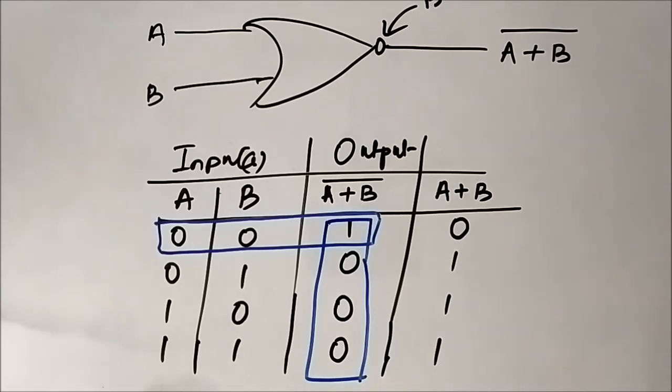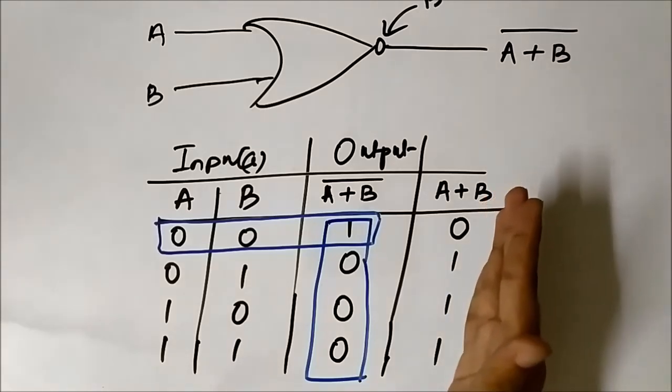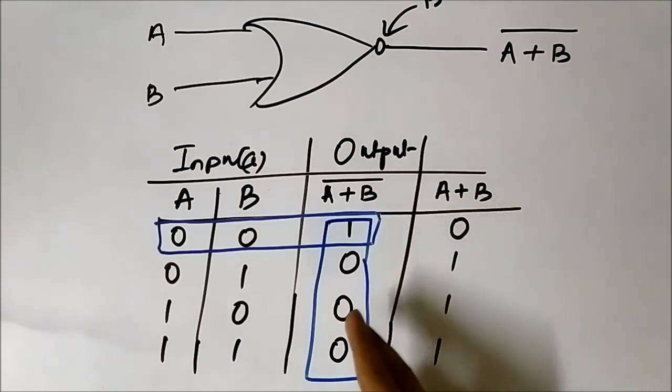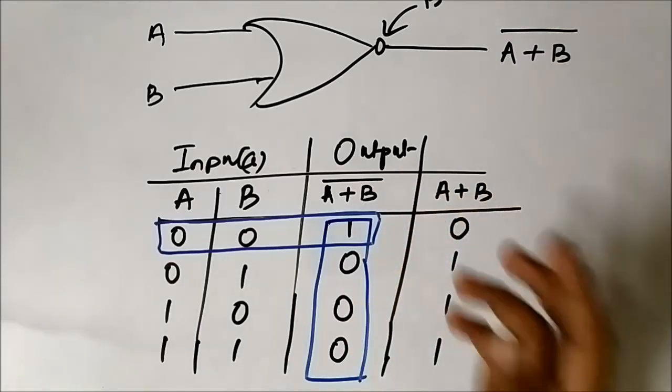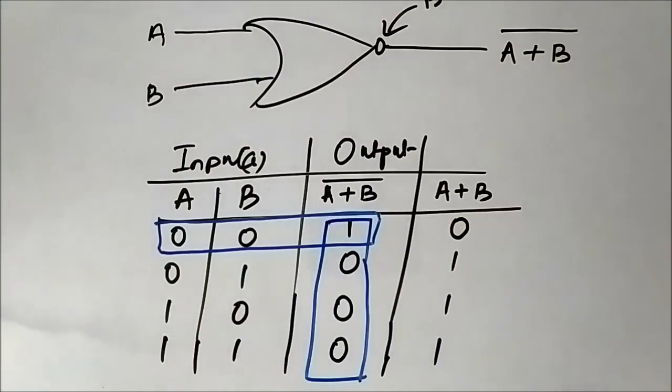So the purpose of including this column was to make you understand how the OR gate output is the complement of the NOR gate output. The NOR gate is derived from the OR gate by this NOT gate or inverter represented by this bubble. So the outputs of the OR and NOR gates will be opposite to each other, the complement of each other, the inverted versions of each other.